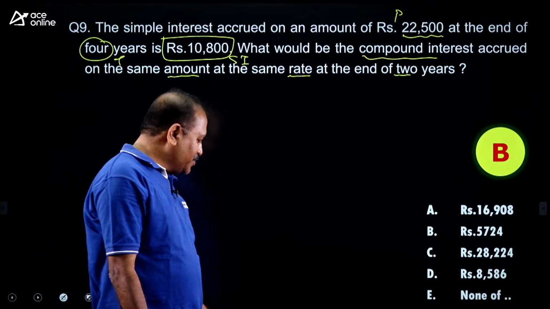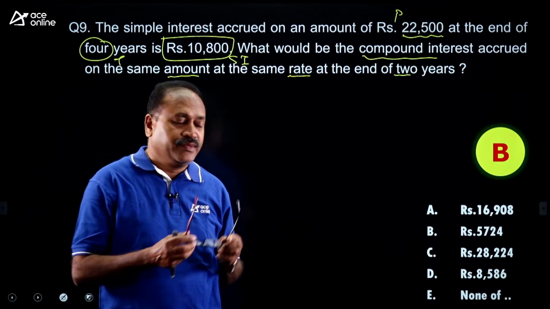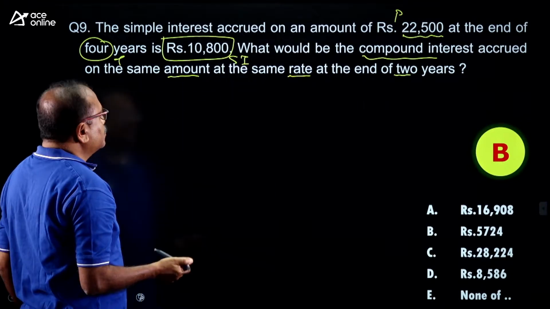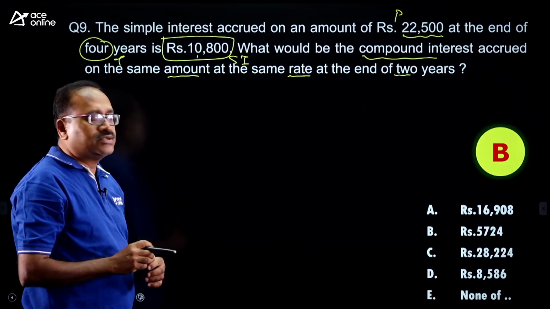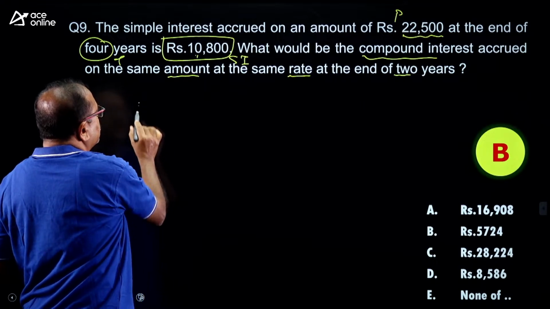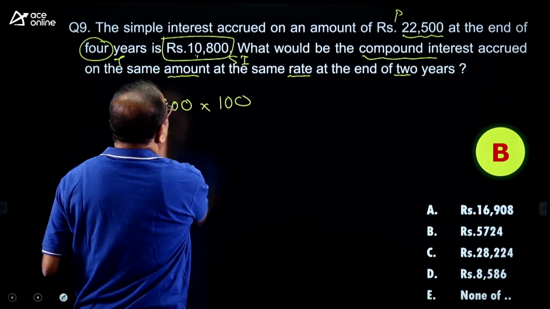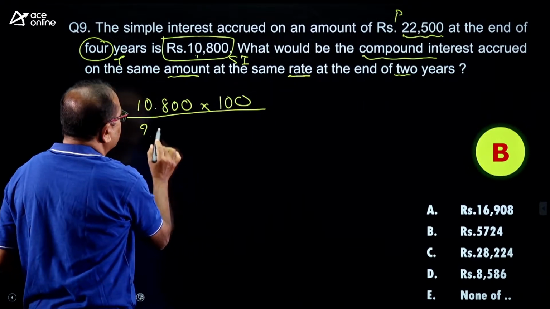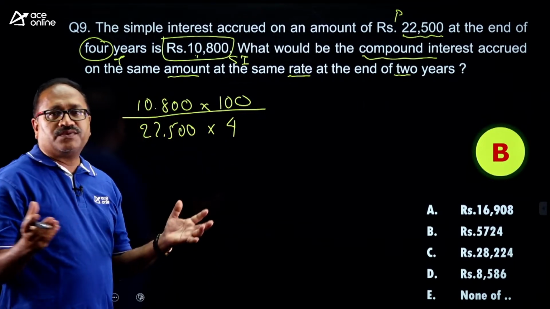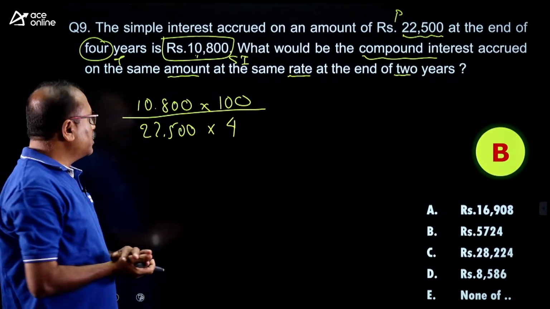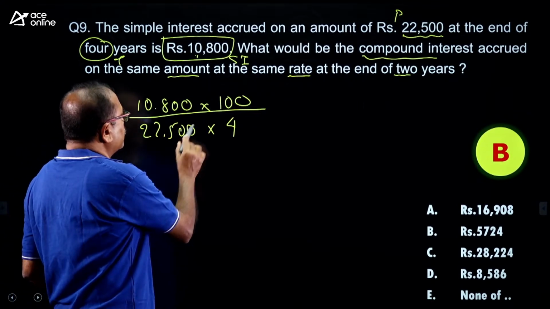Now you may ask, okay Narendra, tell us what is the best method to answer this question. So let's answer this question here. We have every information to find out what is the rate of interest. We know that this is the interest, that is 10,800 into 100, divided by P, that is 22,500, and T is 4 years. This will give us the rate of interest. A small calculation. Let's do that calculation and see what comes over here.